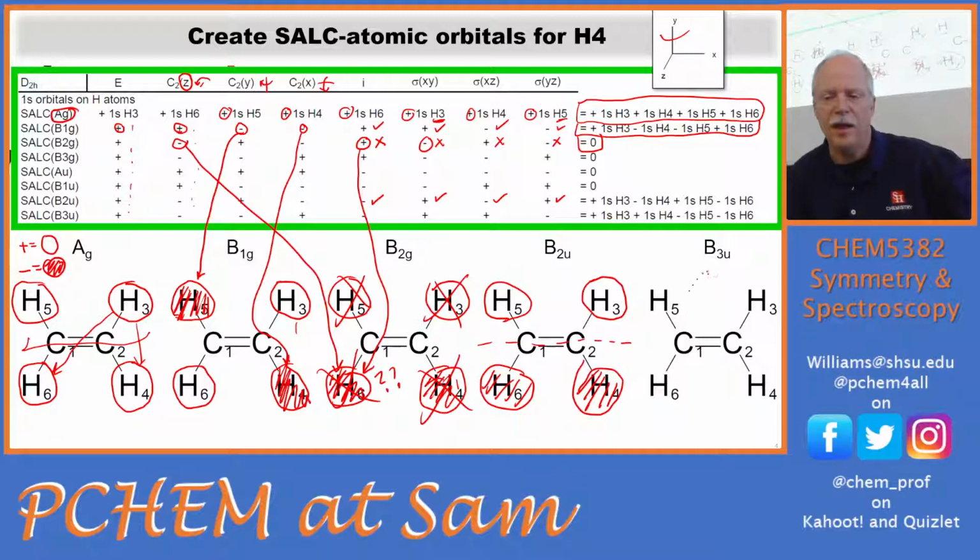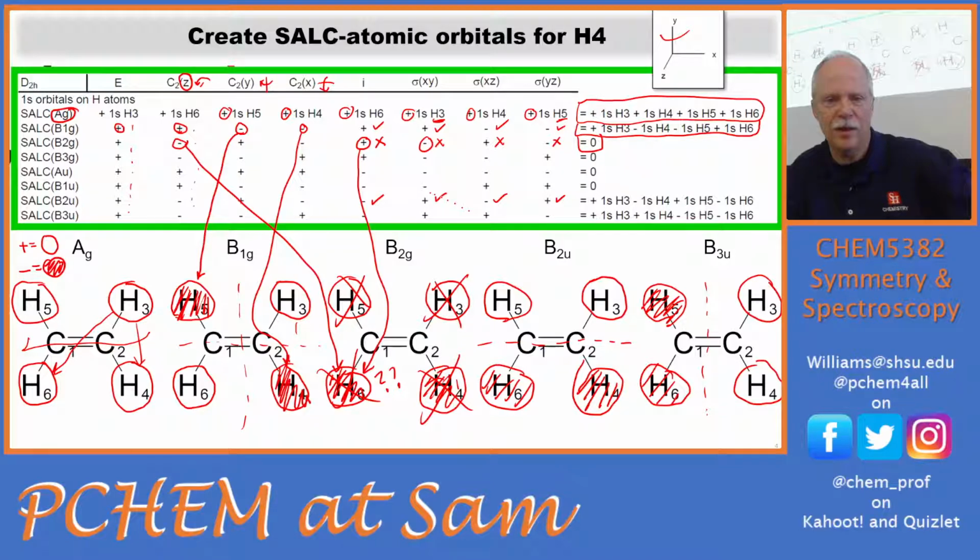And then what do you think is left? The B3U, right? It's going to be the node that goes this way, right? And this one has 2 nodes. The B1G has a node down the middle here and a node down the middle here. So we found one node. This one has 2 nodes. This one's going to have 1 node going this way. But let's just confirm. So H3 is open. H6 is shaded. Then H5 is shaded. And H4 is open. So there's our node in the middle.